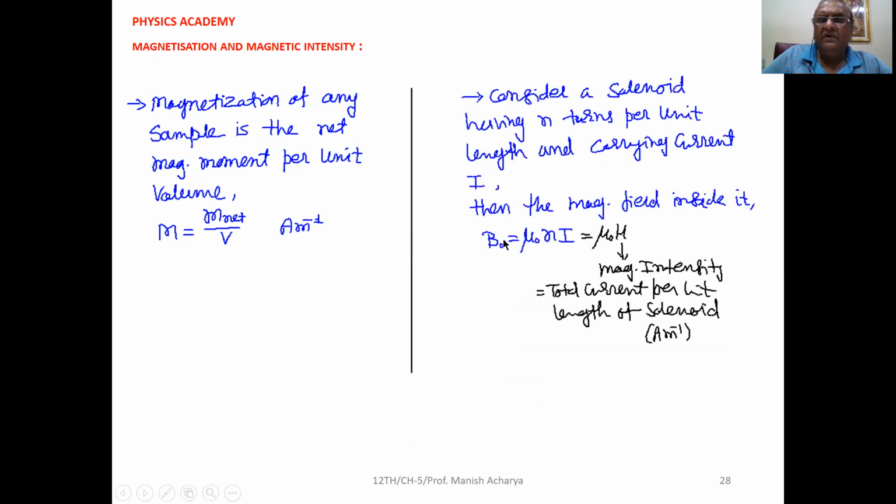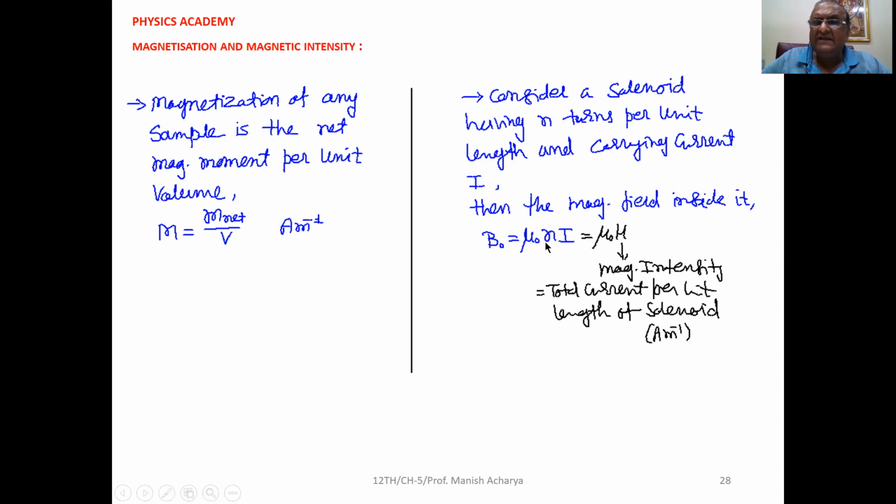Now, if we consider a solenoid having n turns per unit length, carrying current I, then in the previous chapter we studied that the magnetic field inside it is given by B0 equals mu 0 n I. Here mu 0 is the permeability of free space, because at present the air is inside the solenoid. We can say that is free space. So the core of the solenoid is free space, and here we take the permeability of free space.